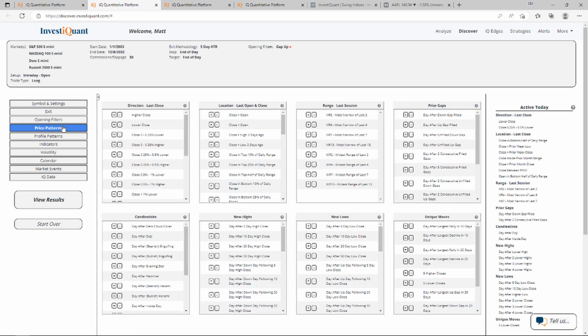Next thing I'm going to do is go to the price patterns library, and I'm going to grab that NR7 pattern that comes from the range of the last session category. It's also available in the active today. You can see NR7 right there. I just clicked on it. It's been added to the test.